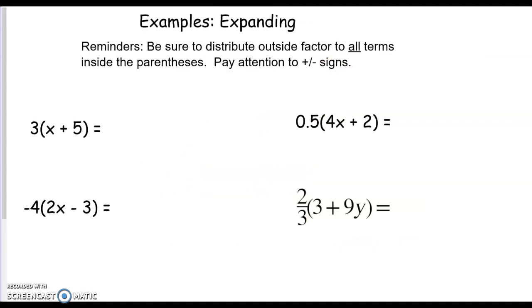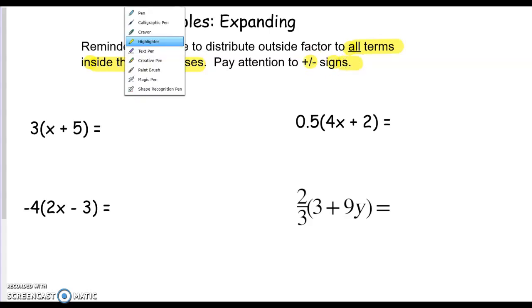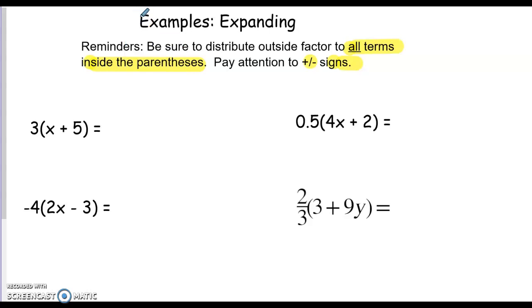Okay, so let's talk about expanding first and a couple reminders, common mistakes that we see all the time. Make sure that you distribute the outside factor to all of the terms, not just the first one in the parentheses, and pay attention to your positive and negative signs. Okay, so let's do a couple of those.